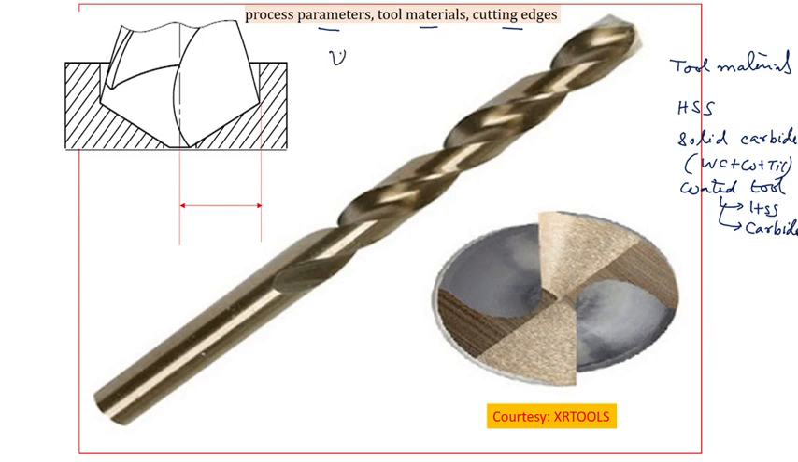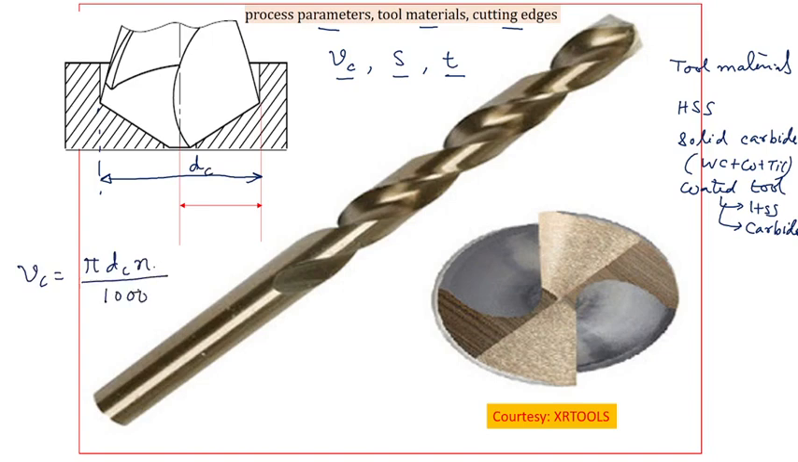As you know, the process parameters in machining are VC, S and T, that is cutting speed, feed and depth of cut. In case of drilling, this is the diameter of the hole. This is also the diameter of the drill. So this is D, or diameter of the cutter DC. So VC, cutting velocity, is given as this, where N is the RPM of the drill.